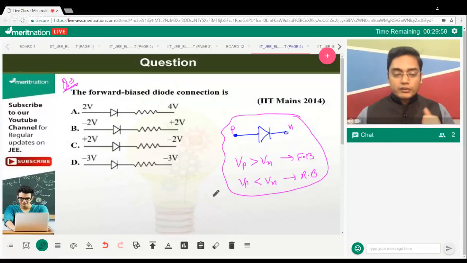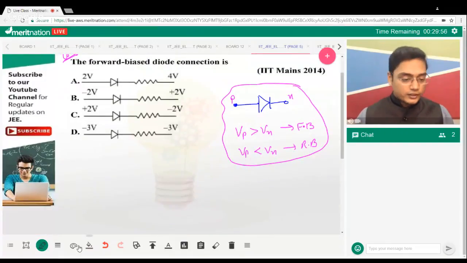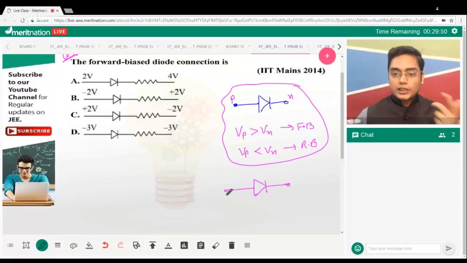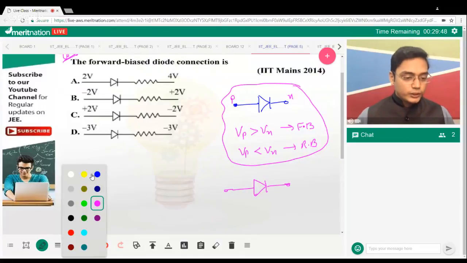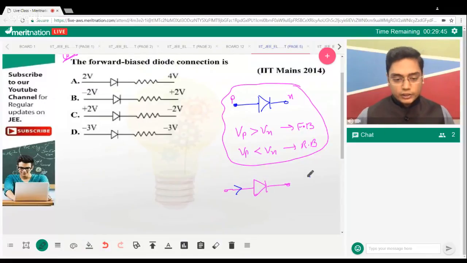It's a very simple and basic approach. Even you can remember this thing in another way. What is that other way? If we have a diode like this, you can check the direction of current. If current is flowing in this way, the diode will be in forward bias. If current is flowing just opposite, like this, this will be in reverse bias.